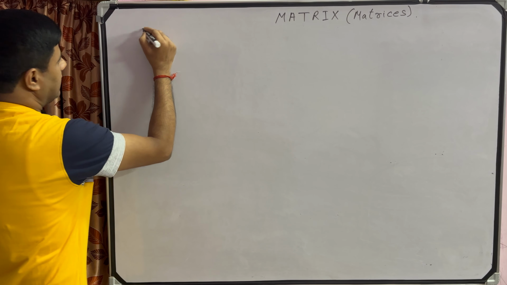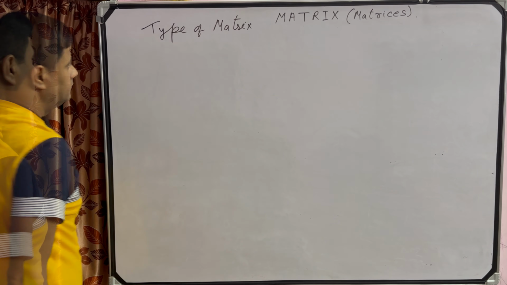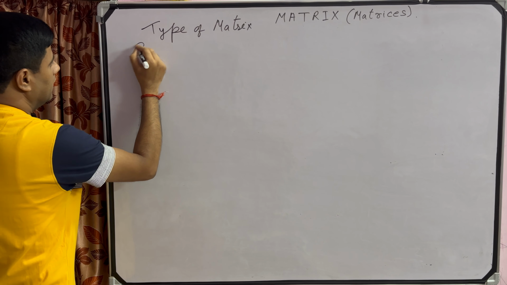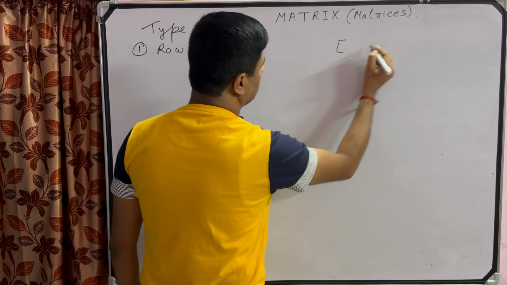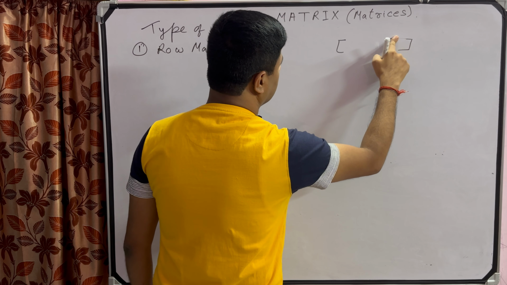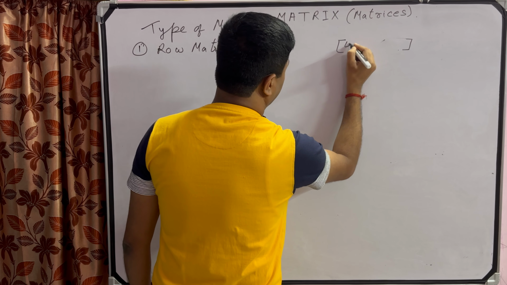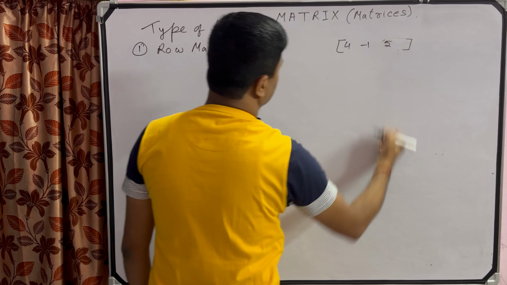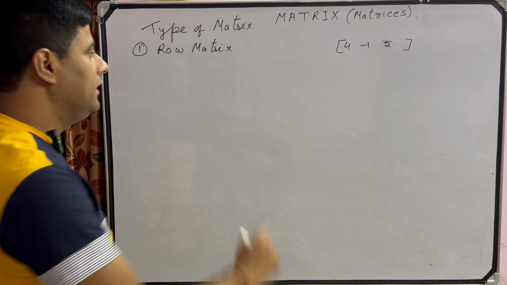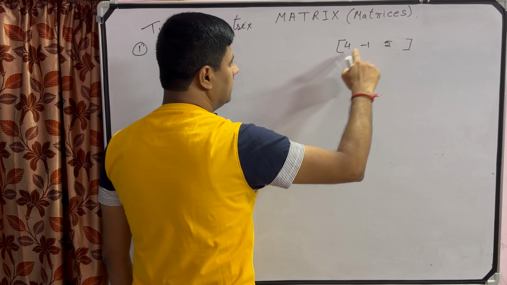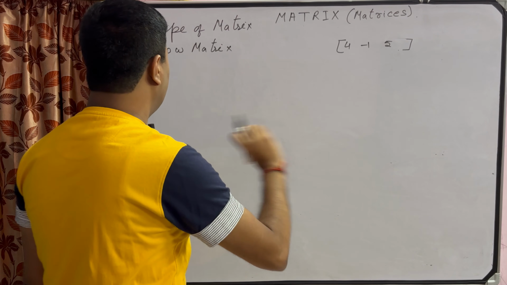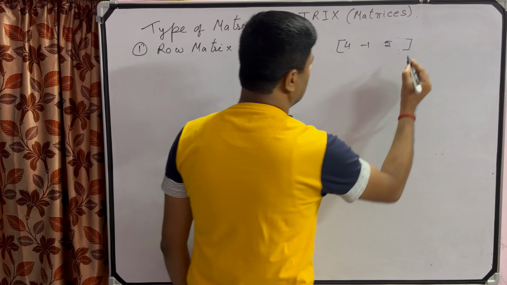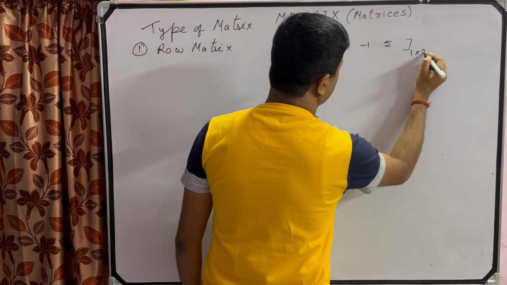Let's talk about types of matrix. Number one, you can say row matrix. What do you mean by row matrix? Take an example, this will make it more clear. Suppose we have a matrix, something like this, 4, minus 1, 5. So it has only one row, and the columns can be anything.